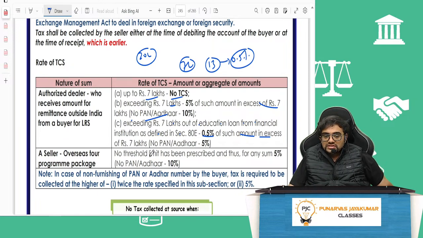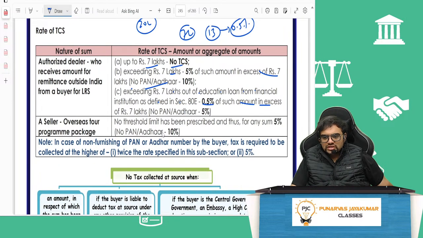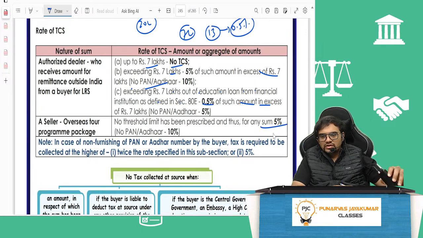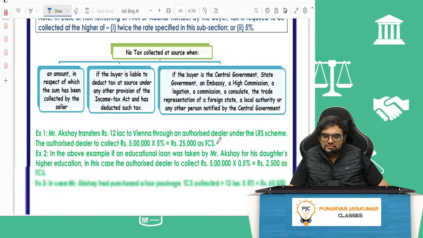I am an overseas tour program package seller. I am Thomas Cook. I am Kesari Tours. I am Chariot Tours. So for them, no threshold limit. For any sum, you will give me 5 lakh rupees for your world tour, I will add 5 lakh plus 5% TCS on it. I'll have to pay. Will you get TCS credit? Yes. This is just so the government should know where you are traveling. That's why they are collecting TCS. That's all.